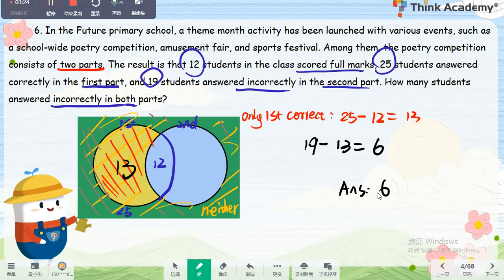We learned how to draw the Venn diagram. That's because we want to use it to solve a question quickly. Draw the diagram and find your target in the diagram to see what is the relationship between your target and the given conditions. That is how we solve this kind of problem.